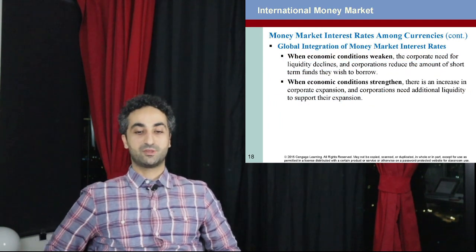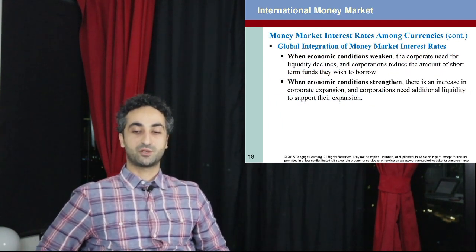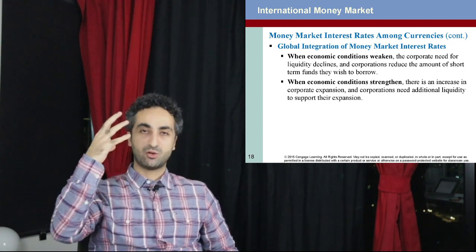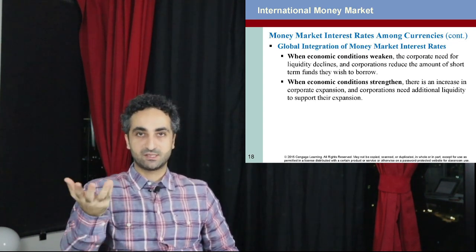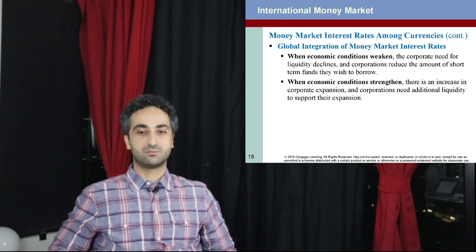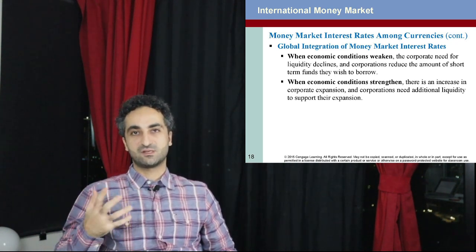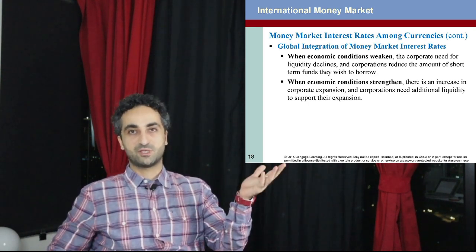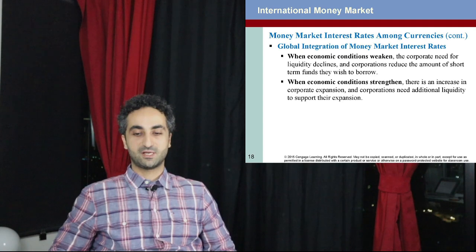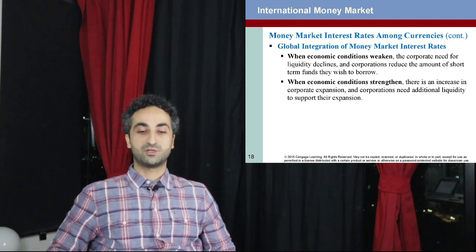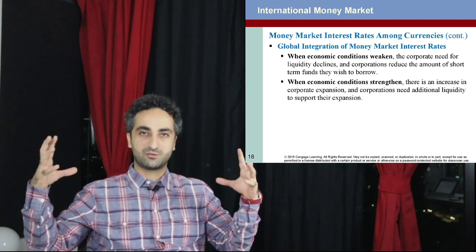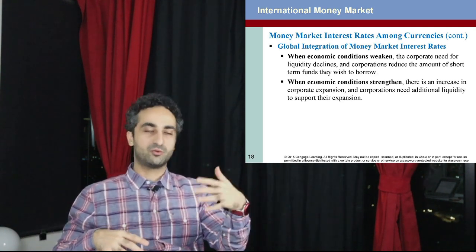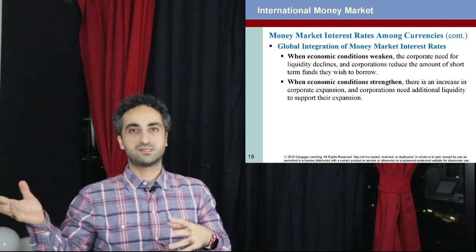Now let's continue with the global integration of money market interest rates. So as we discussed, when economic conditions weaken, let's take Corona as an example, businesses are suffering, people are suffering due to that, of course. So when the employer suffers, the employees suffer as well. Corporate need for liquidity declines. So now, people are trying to cut costs, right? We know we don't need this, we'll do it indoors. We don't need this, let's try to do it.